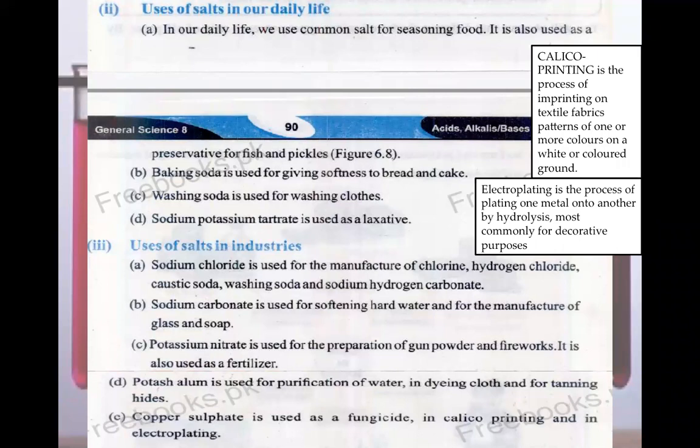Okay, so now we are moving towards the uses of salts in the industries.